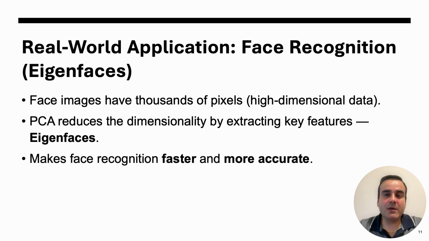In face recognition, images are typically made up of thousands of pixels, which results in very high-dimensional data. Processing every pixel individually would be extremely slow and inefficient. PCA comes to the rescue by reducing the dimensionality. It extracts key features known as eigenfaces, which are essentially the principal components that capture most of the variation in human faces. By projecting face images onto these eigenfaces, PCA makes face recognition much faster and is still very accurate even with much less data.